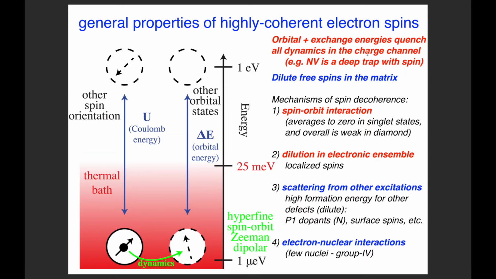So in the red is the aspects I just talked about, the orbital and exchange energies that quench the charge channel, which means that things like spin-orbit interaction is strongly reduced. The other element that's important is that there are very few free spins in the matrix. This reduces magnetic noise that would otherwise decohere the spin. So that's scattering from other excitations or electron-nuclear interactions.